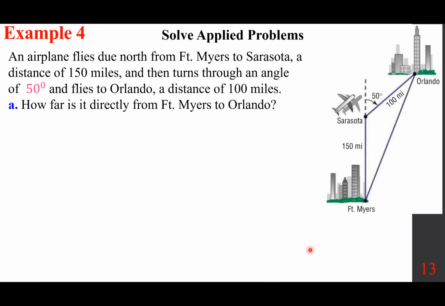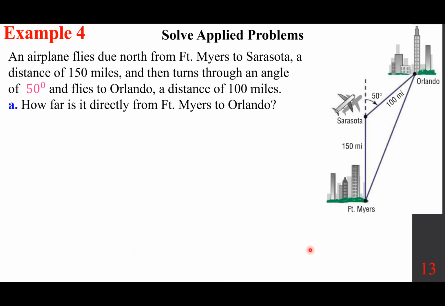Here's the next example. Could somebody read this, please? An airplane flies due north from Fort Myers to Sarasota, a distance of 150 miles, and then turns through an angle of 50 degrees and flies to Orlando, a distance of 100 miles. How far is it directly from Fort Myers to Orlando?